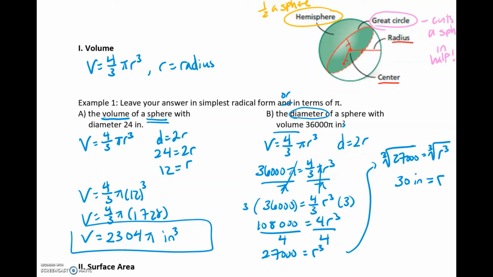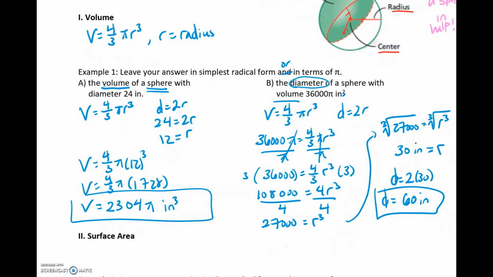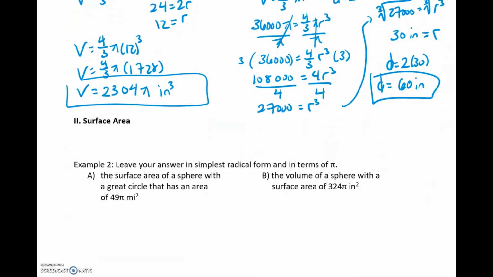But don't forget, we're looking for diameter, so always keep in mind what we're looking for at the end. So diameter is 2 times 30. Diameter is just the length, so it's going to be 60 inches. And there we go. Okay, so that's our formula for volume, and we can play around with that and do different things with it. And then we also have surface area.